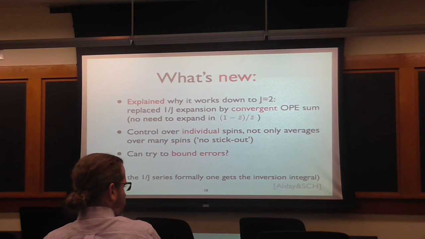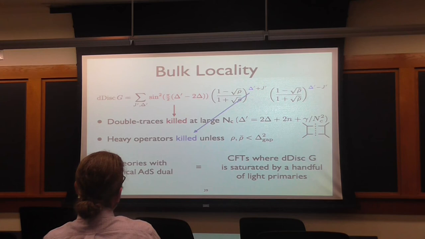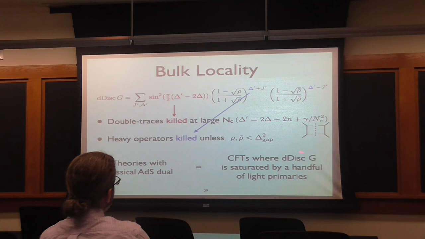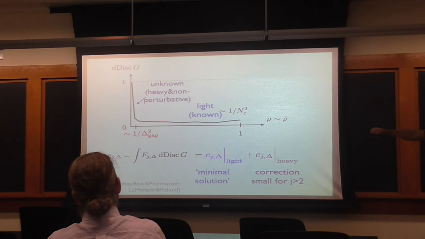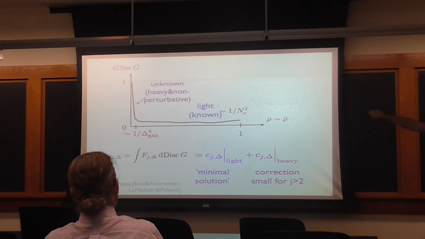That's what I want to discuss now. I'll come back to bulk locality. So okay, as I already mentioned, when you compute this double discontinuity, the sine squared kills the double traces, and these exponents kill the other operators. The theories with a k-scale AdS level are the theories where you just have a finite sum, and you have this plot. And you have a finite sum for most of the kinematic region, except some corner which can be sensitive to the heavy states.